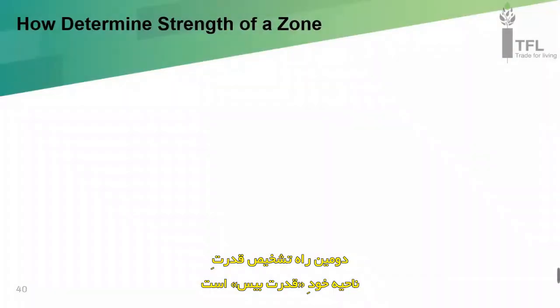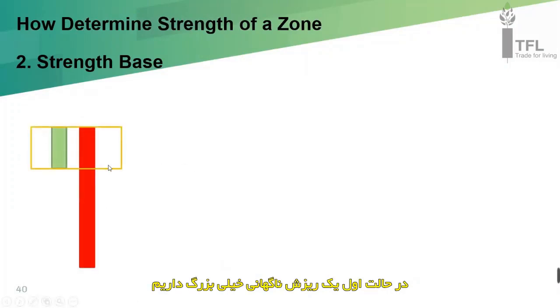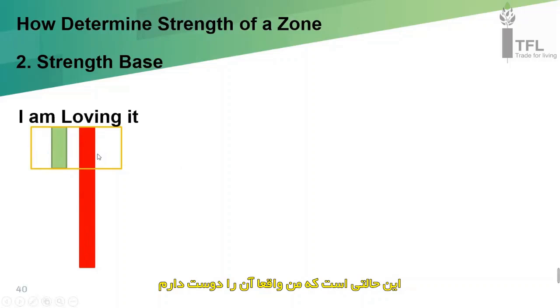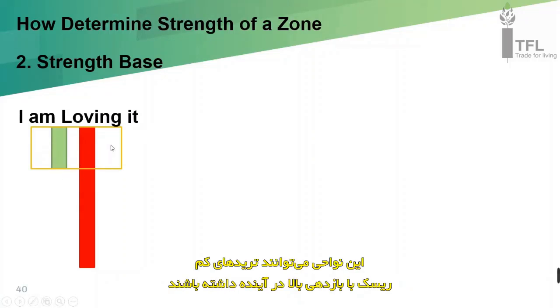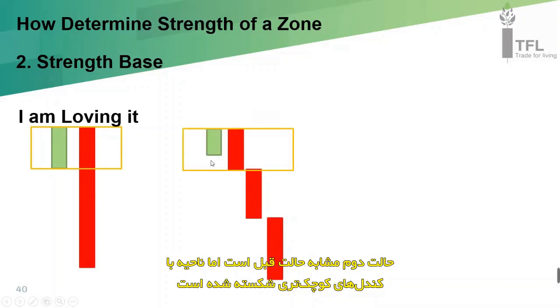The second way of determining the strength of a zone is by using the strength itself. The first one is that we have a price, then suddenly there's a big drop. This is something that I'm loving. I really like it. It always creates high chance, low risk, high return type of trades in future. The second type is that similarly we create a zone, but this time it takes a smaller candle to break the zone.